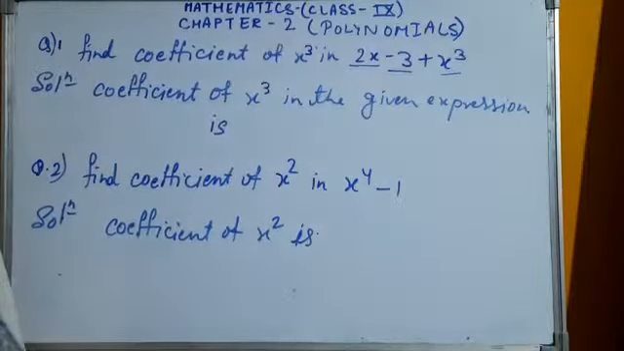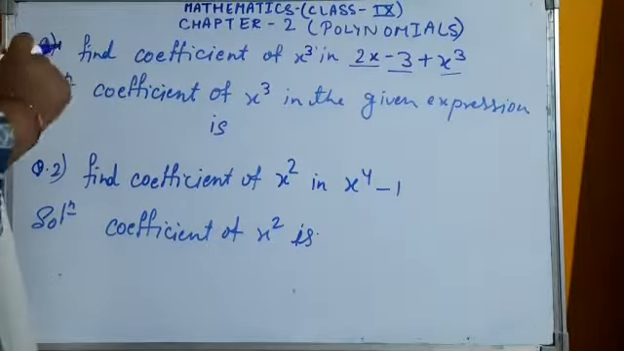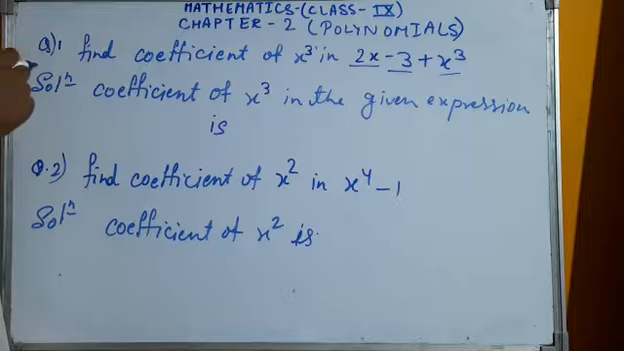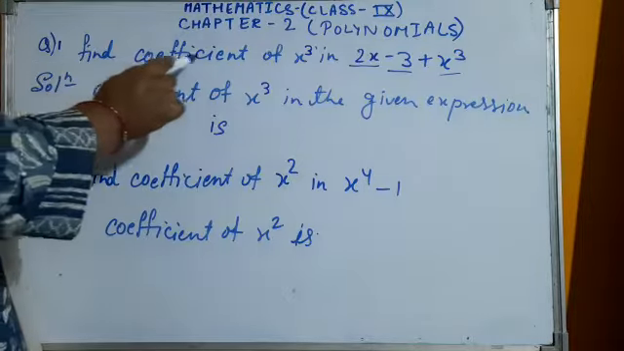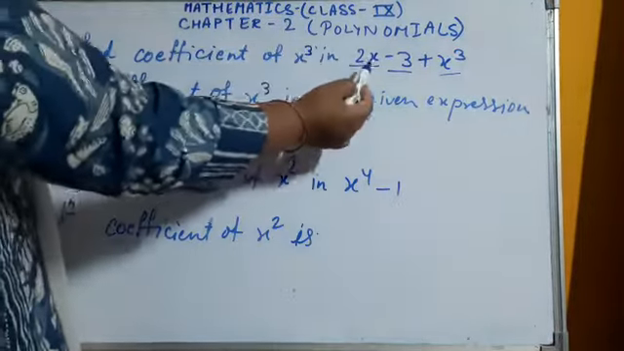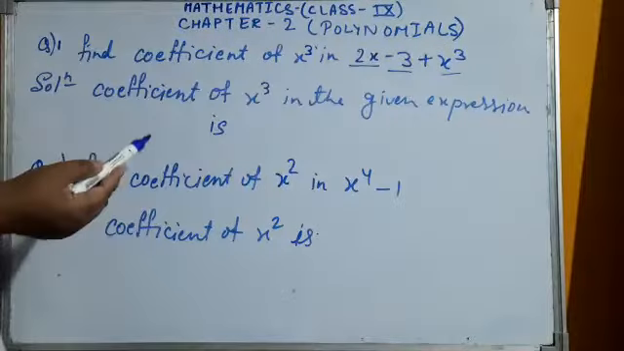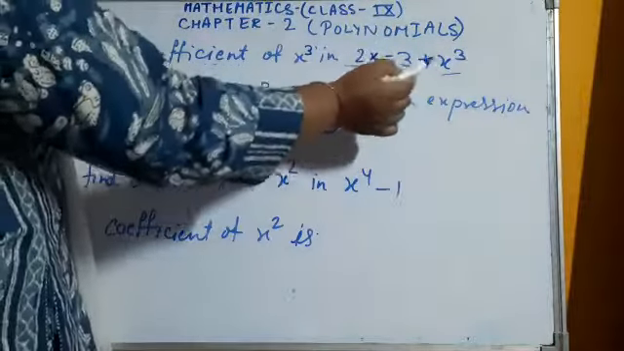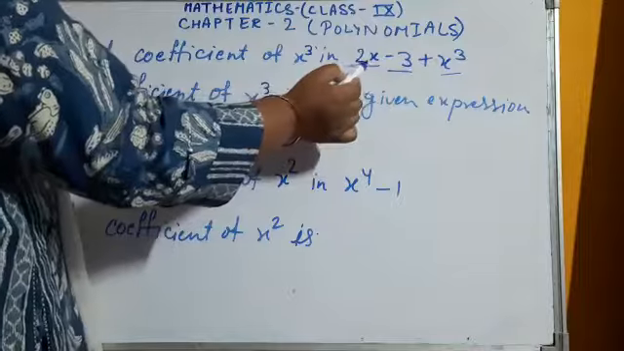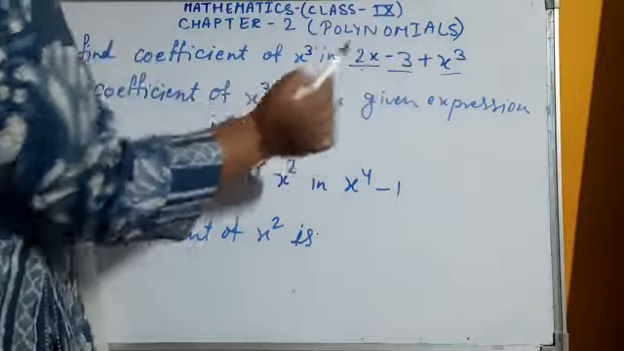Now students, we will discuss some questions of exercise 2A of RS Agarwal. Here I wrote few questions. First question is find coefficient of x cube in the expression 2x minus 3 plus x cube. You can see here this polynomial contains three terms: 2x, minus 3 and plus x cube.